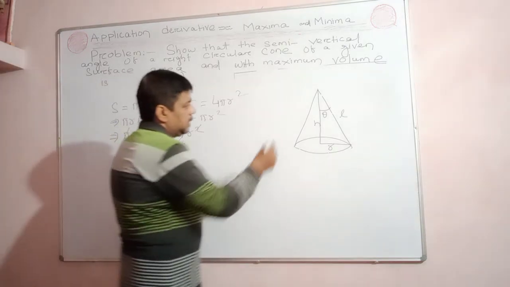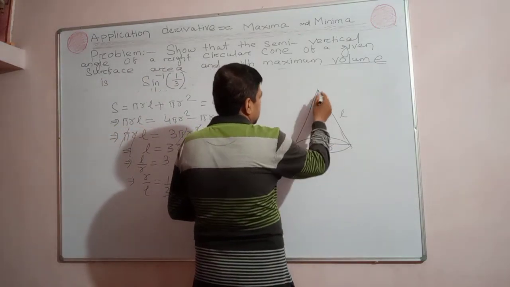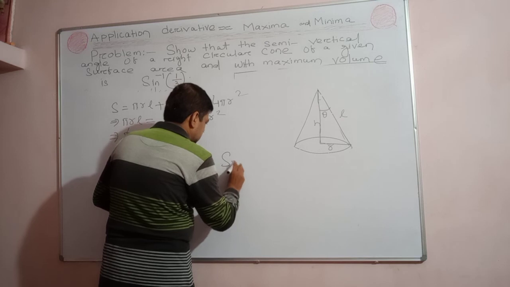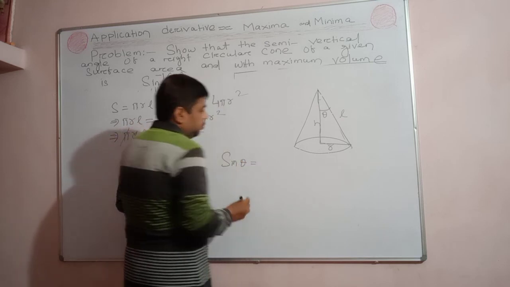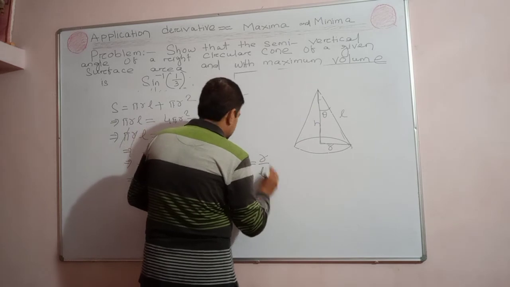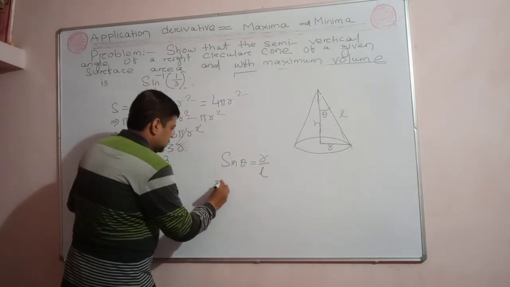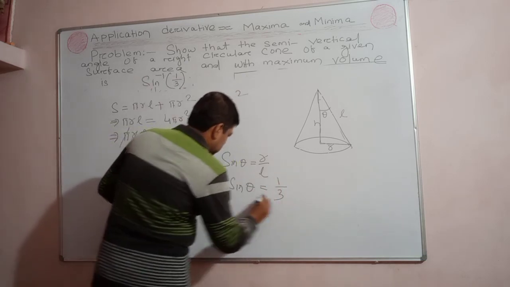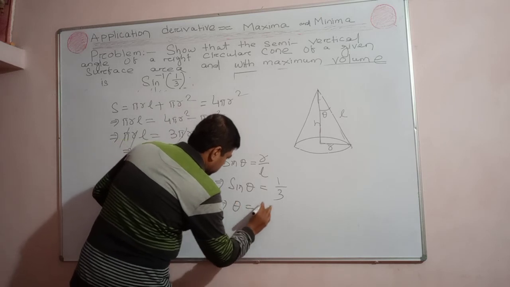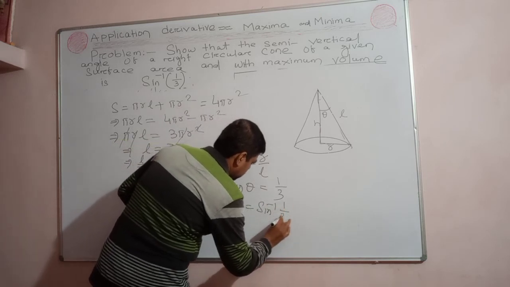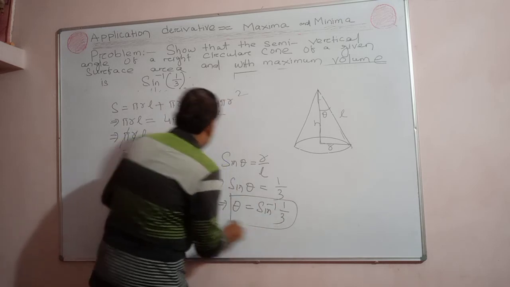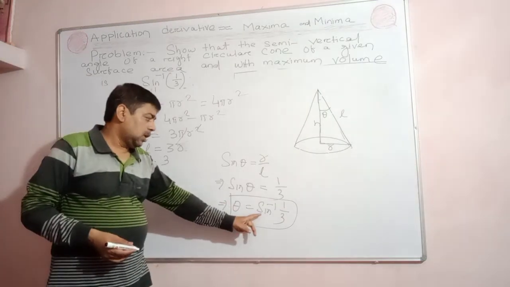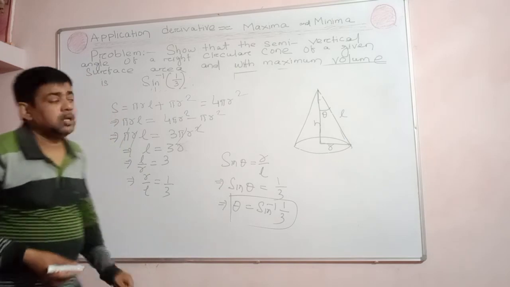Now you see the right angle triangle. In a right triangle, sin theta is equal to how much? P by h. So P is r and h is l. So that implies sin theta is equal to r by l, whose value is 1 by 3. That implies theta is equal to sin inverse of 1 upon 3. So here we have proved that the semi-vertical angle of a right circular cone is sin inverse of 1 by 3.